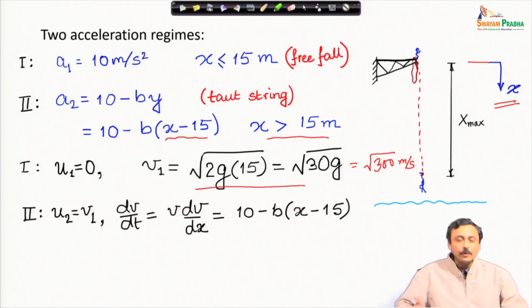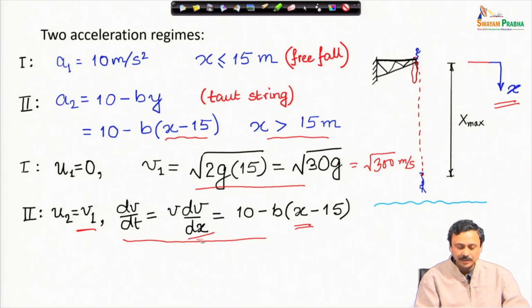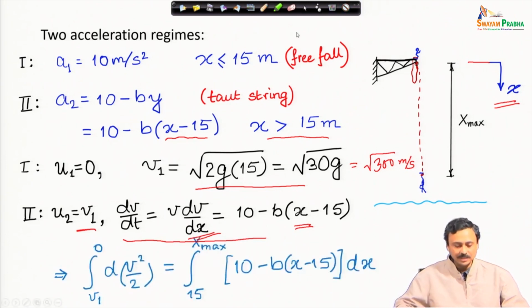Now in phase 2, when the cord starts getting stretched, the initial velocity for this phase is the velocity at the end of the first phase, and beyond this the acceleration is given by this quantity. Now here you see the acceleration is dependent on x, therefore I convert the acceleration to v dv/dx, which we have just discussed, and then I integrate.